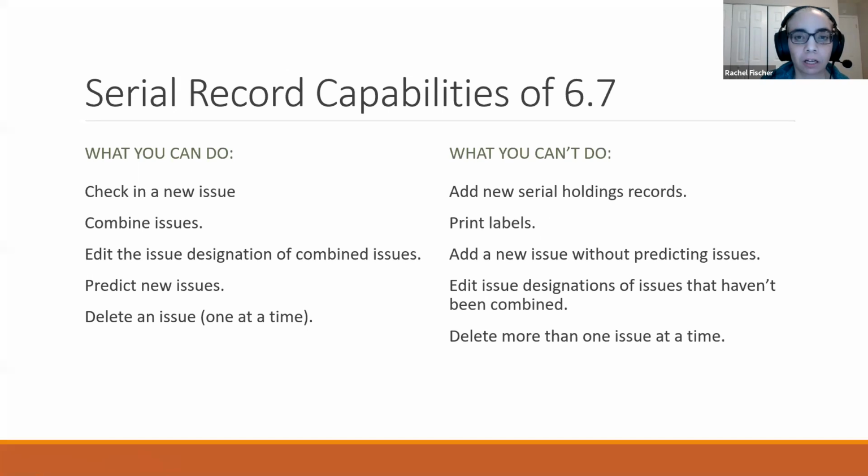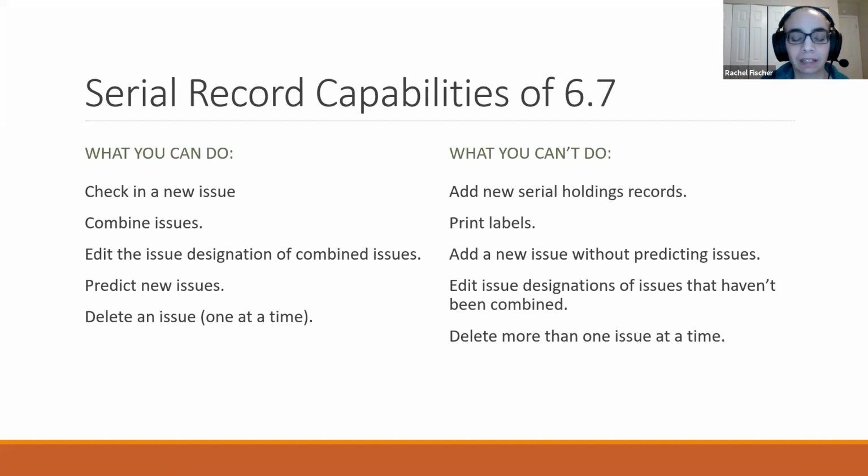The addition of Serials Checkin is completely new with the 6.6 and 6.7 update, but there's still some things that are missing. So with this current version, you can check in a new issue, combine issues, edit the issue designation of combined issues, predict new issues, and delete an issue one at a time.